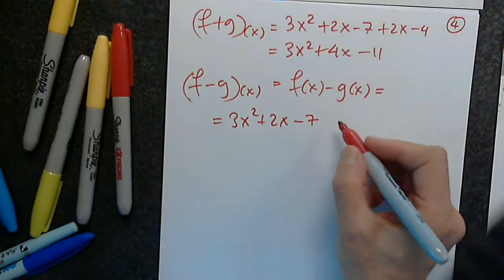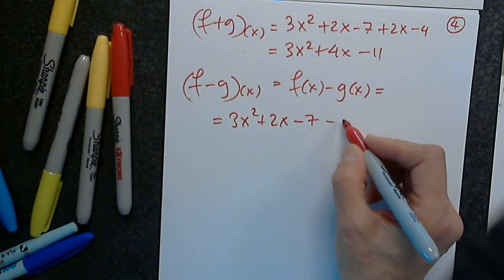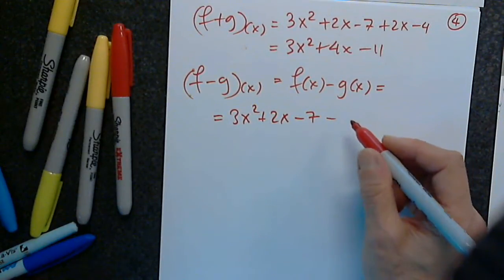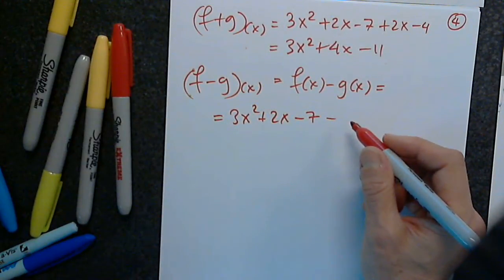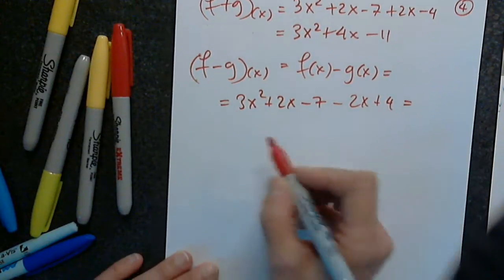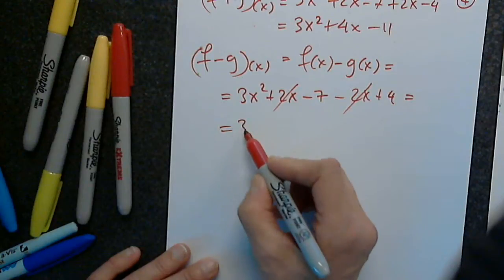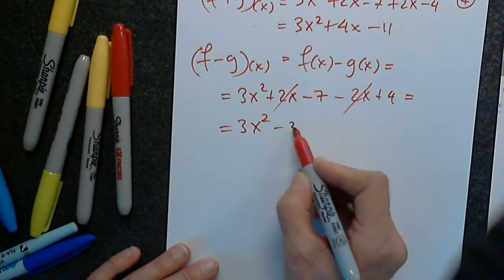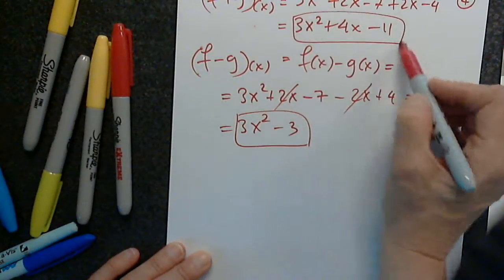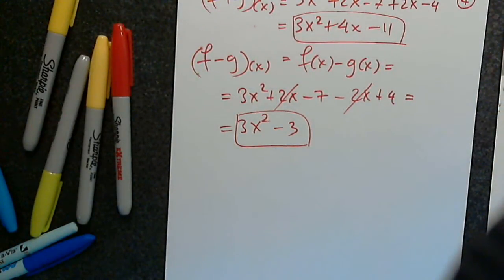Say it again. Yes. So what do I write? Very good. So now I combine like terms. These two go away. 3x squared minus 3. What does this represent? Well, it's the difference of those two functions.